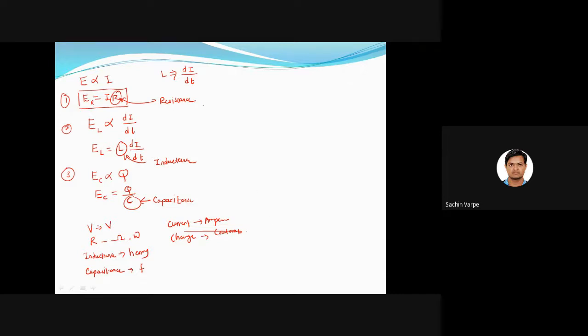And there is a relation between current and charge. What is that relation? The current is nothing but what? It is the rate of flow of charge. Current is the rate of flow of charge flowing through the circuit.